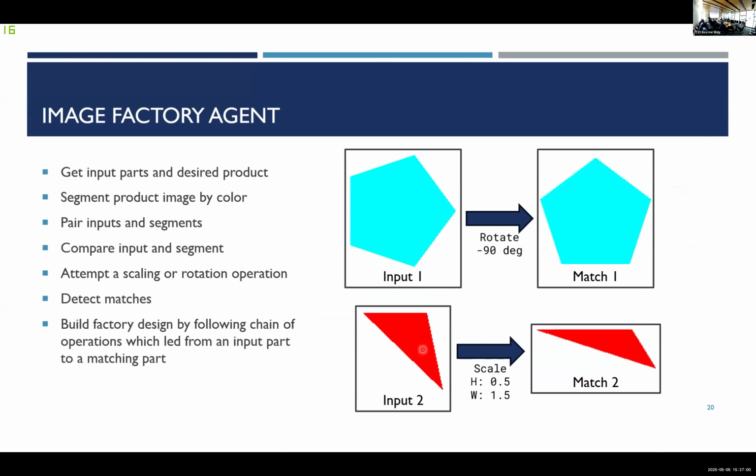And then finally, it just does a backwards look through of the machines that it used to get these matches once it's found them all. And it adds those to a factory plan, submits the factory plan, and calls it a day. And then that factory plan is simulated and the resulting image is evaluated.